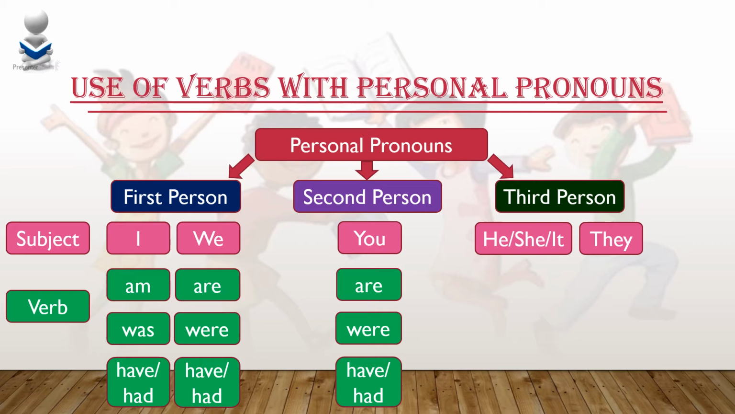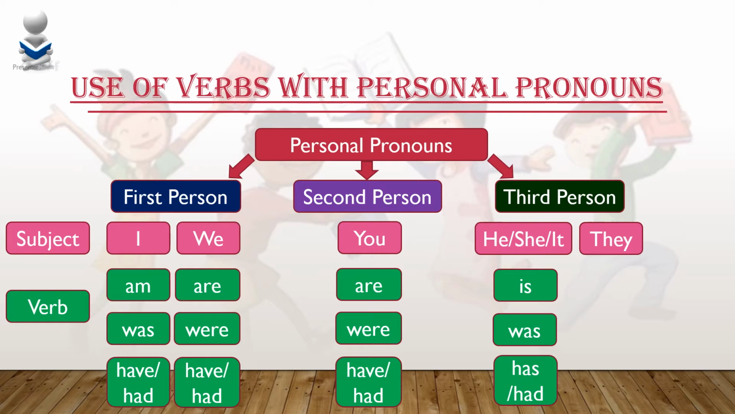Girl, she. If you're talking about a thing or animal, then it. And if you're talking about more than one person, they. That means he, she, it are singular subjects and they is a plural subject. Let us first deal with the singular subject in third person: he, she, it. What are the verbs that we will use with them? Since the subject is singular, definitely the verb has to be a singular verb.